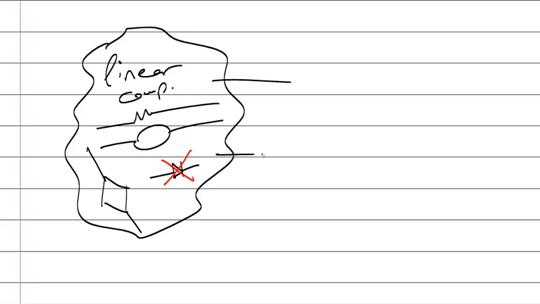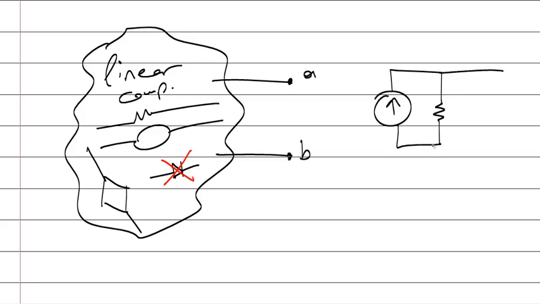If you look at 2 points from that circuit, you can find a Norton current between these 2 points, and you can find a Norton resistance between these 2 points, and you can find a Norton's equivalent for the circuit.